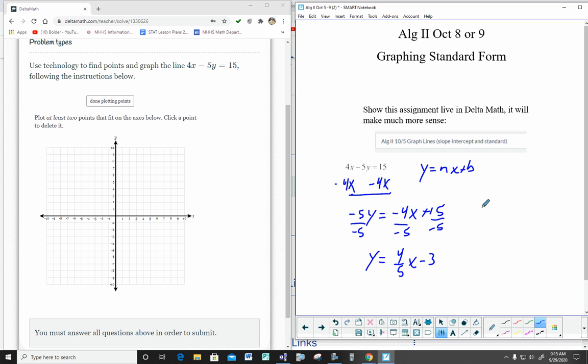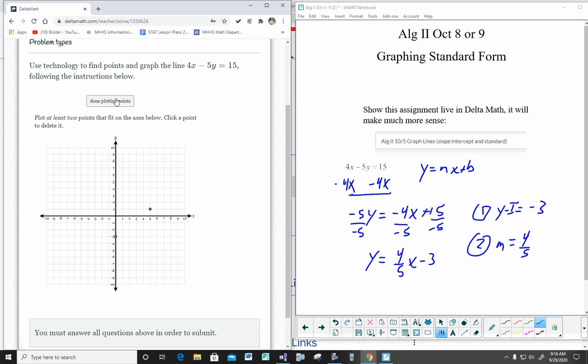So I shared in previous lessons, the first thing you do when you have it in slope-intercept form is graph the y-intercept, which in this case is going to be negative 3. The second thing you do is find the slope, which is 4/5. So coming over to Delta Math, you put the y-intercept down at negative 3 and you put a dot. And from there, you're going to rise 4 and run 5. 1, 2, 3, 4, 5. So there's your second point.